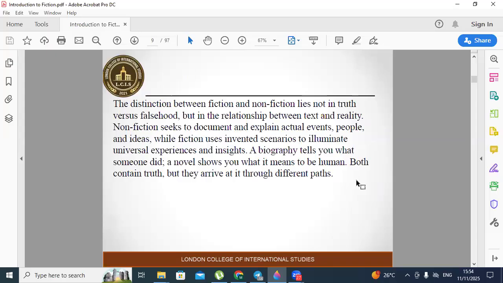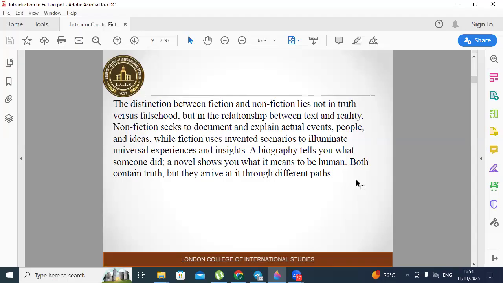Understanding fiction requires clarifying its relationship to truth. The distinction between fiction and nonfiction lies not in truth versus falsehood, but in the relationship between text and reality. Nonfiction seeks to document and explain actual events, people, and ideas. It's accountable to factual accuracy in specific ways. Fiction uses invented scenarios to illuminate universal experiences and insights.